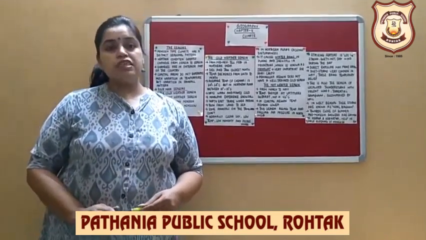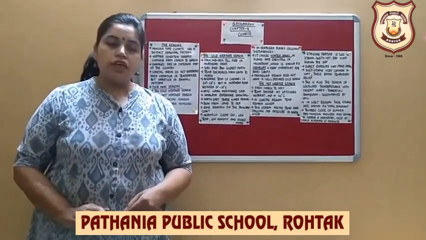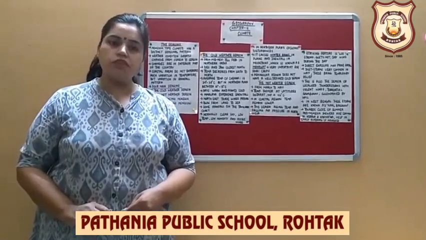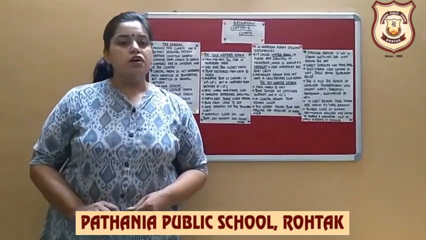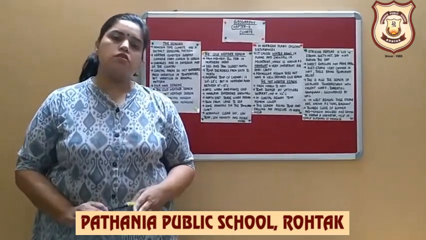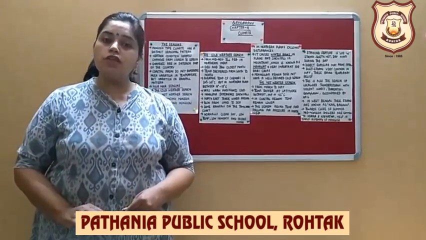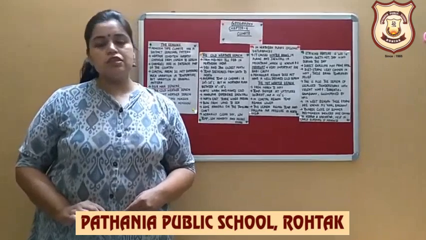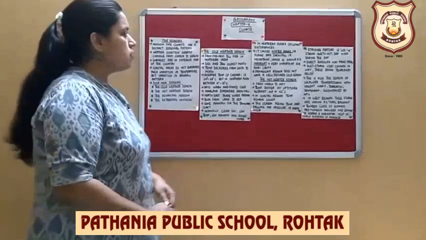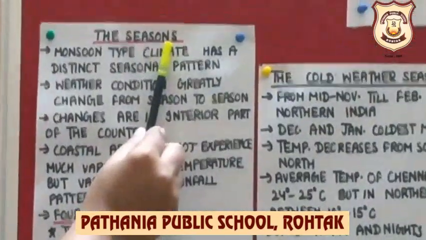Beta, as you know, seasons are formed by the revolution of the Earth around the Sun, right? And in India, there are four main seasons: the hot weather season, the cold weather season, the advancing monsoon, and the retreat of monsoon. So these are the four major seasons of our country. Now, what are the features of all these four seasons? That we will discuss in today's topic. So let us start the topic. The seasons.